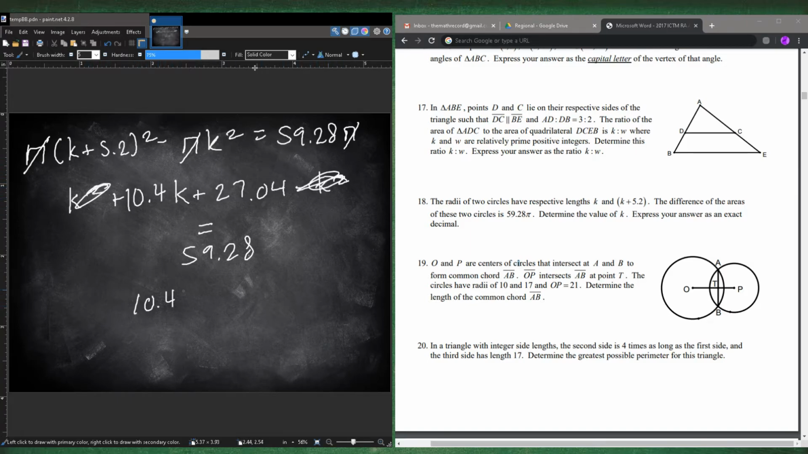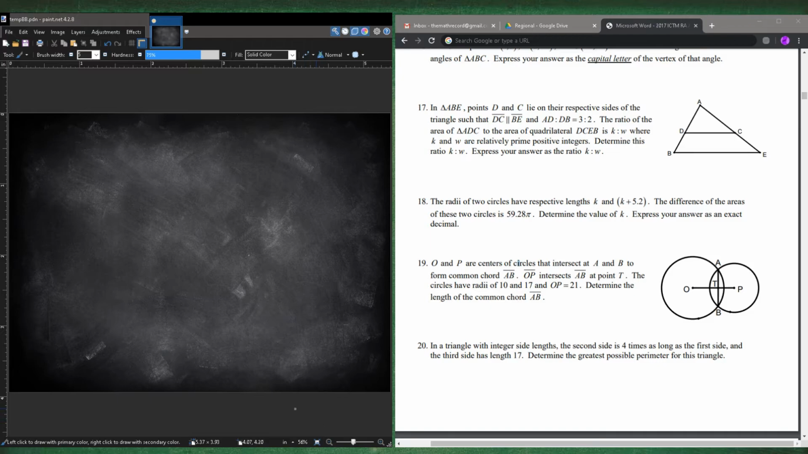So we have 10.4k is equal to 59.28 minus the 27.04. Right? We have 32.24. And then that means k is equal to 32.24 divided by 10.4. You get k is equal to 3.1 using your calculator. So that's your answer, just 3.1. Basically just that simple. Okay, you just need to know the area of a circle, which is pi radius squared.